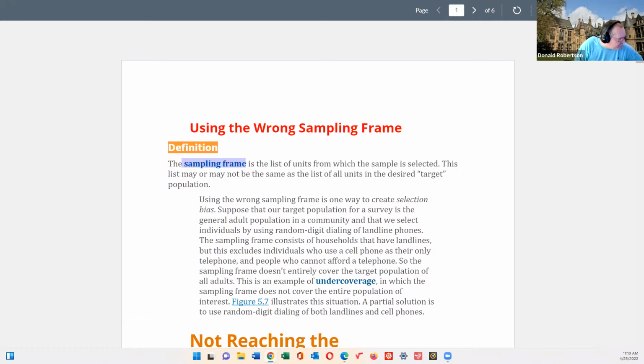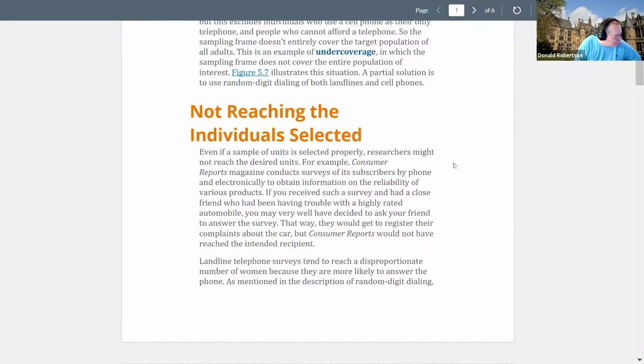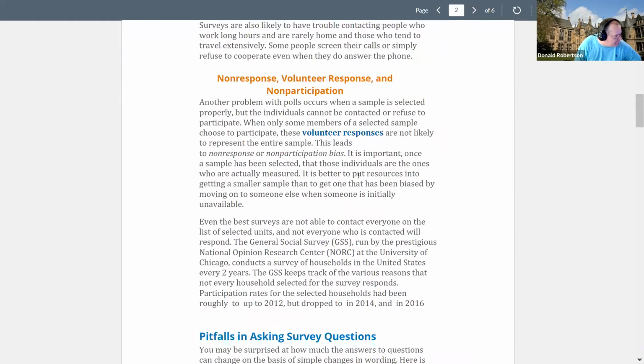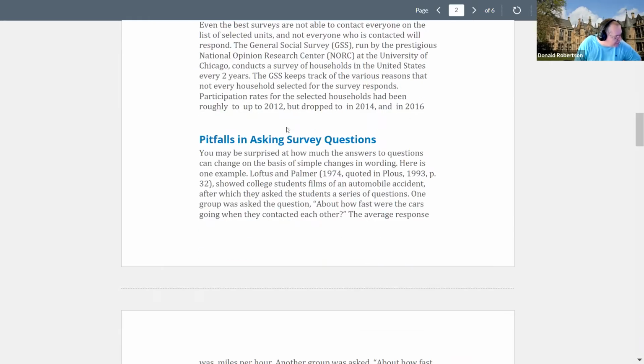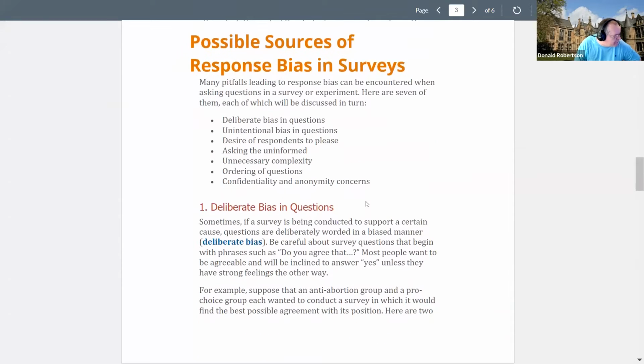So the sampling frame is the people that you could use in your sample. And the problem is that you might not reach some of the people because of that. We've talked about these ones here, but this is another place where you can read about possible biases, right? So here's some examples of bias in the question.